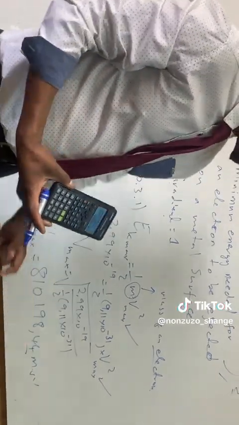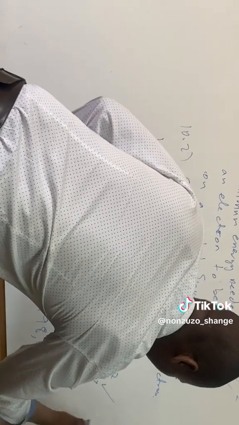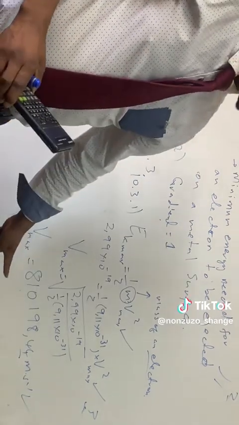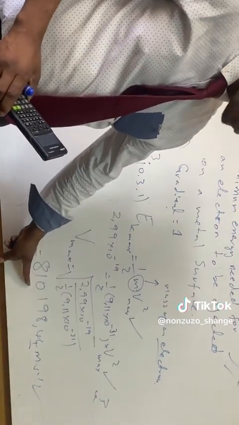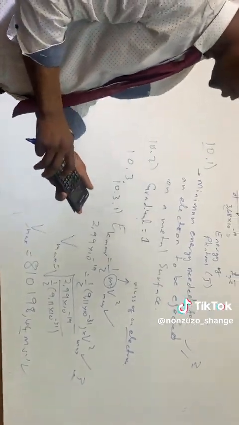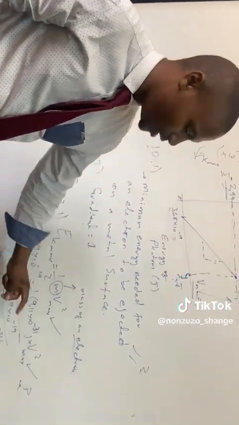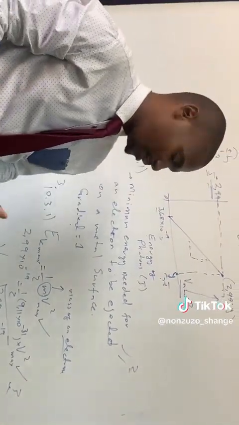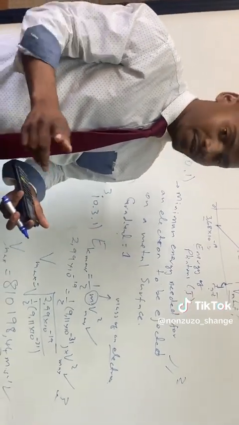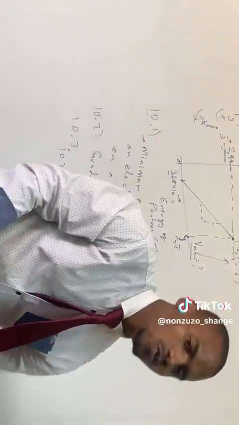810,198,44 meters per second. So photons are very small. They can move at a very high speed. Okay, that's the answer for this question, I believe. Then we move on to 10.3.2. The question says, calculate the value of y.